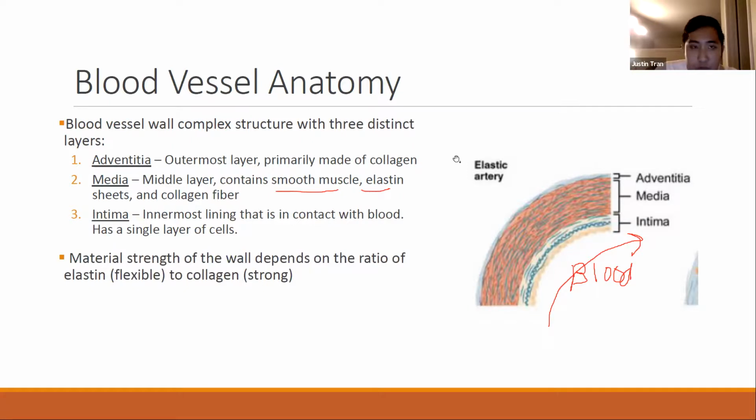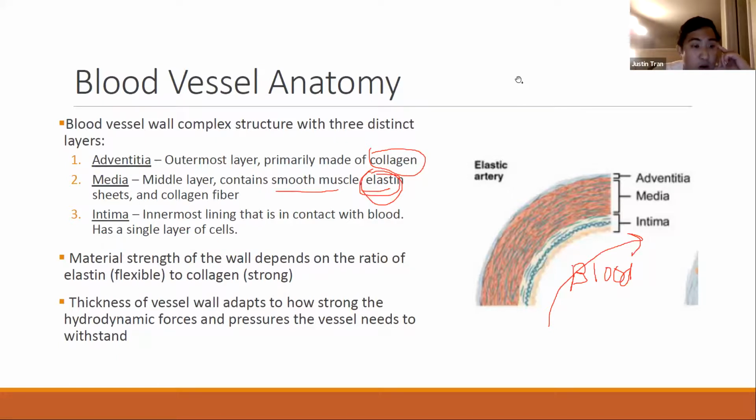Your blood vessels have elastic material properties, so you can almost think of them as any kind of elastic material, and their strength really depends on the ratio of the amount of elastin and collagen. The collagen is mostly there to add strength to the blood vessels, whereas the elastin adds some flexibility.